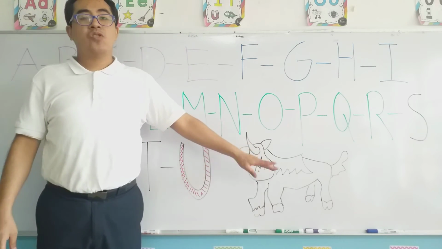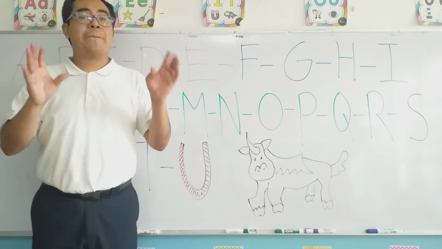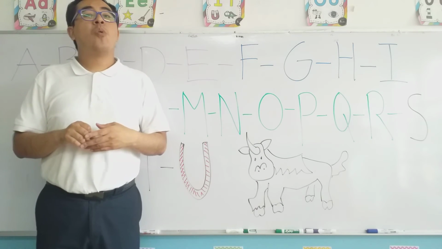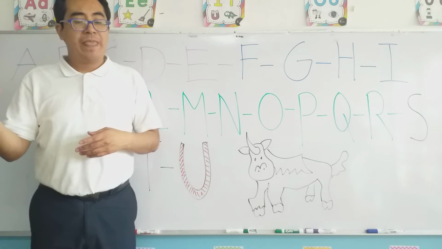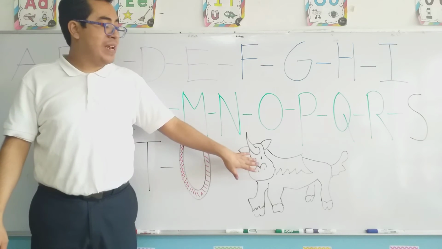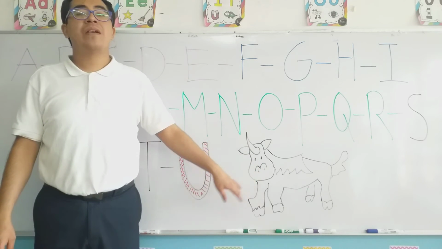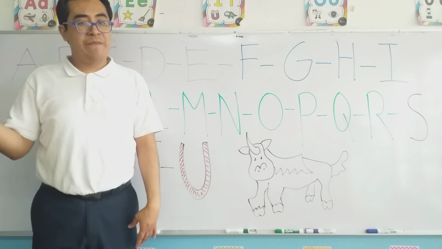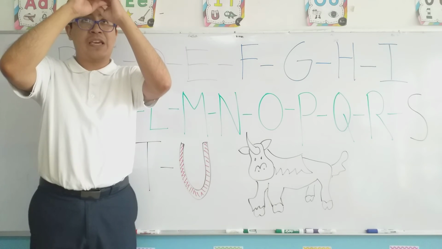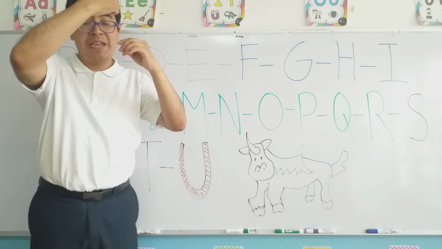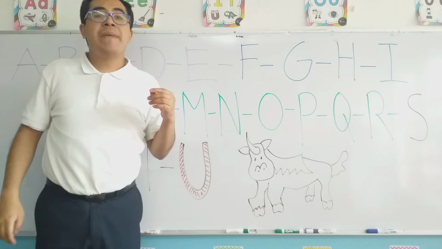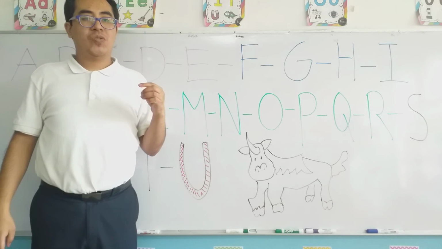This animal doesn't exist. It only appears in fairy tales or stories. Another characteristic of this animal is that it's similar to a horse. The difference is that it has a huge horn right here in the middle and has magical colors.